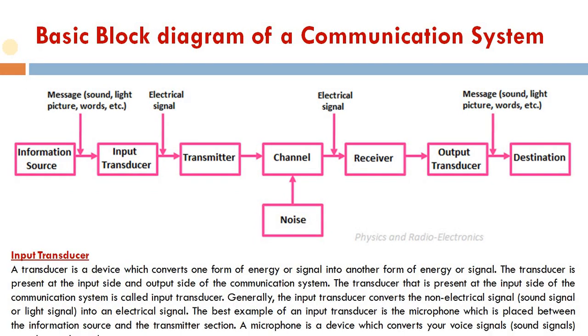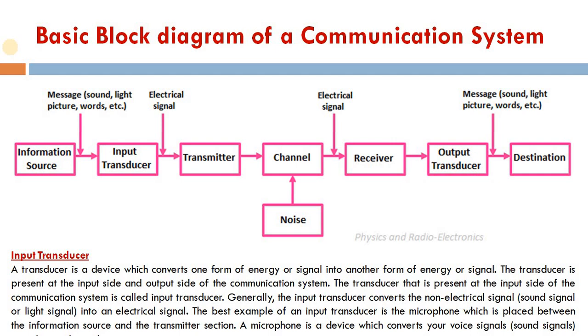Now, the information signal, whatever is its form, shall be converted to electrical signal. So we have a transducer in the input end. A transducer is a device which converts one form of energy or signal into another form of energy or signal. The transducer is present at the input side and output side of the communication system.